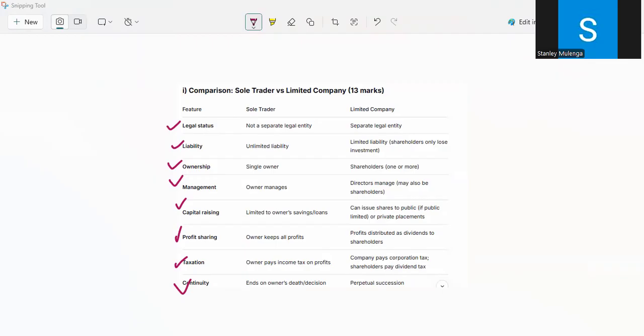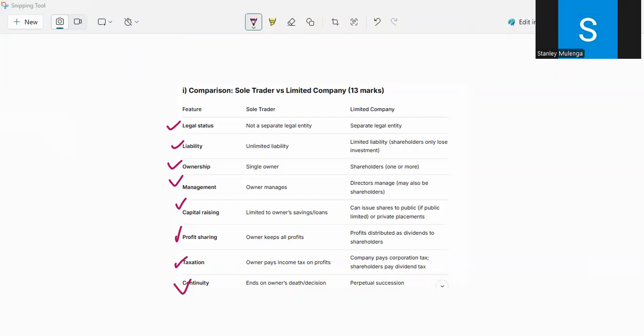In terms of liability, a sole trader has unlimited liability, meaning personal assets are at risk, whereas a company is limited. Only what is invested is lost. In terms of ownership, a sole trader is one person whereas a company has many shareholders. In terms of management, a sole trader runs everything, whereas a company has directors and people who manage the business. In terms of capital, a sole trader uses savings and loans, whereas a company sells shares.